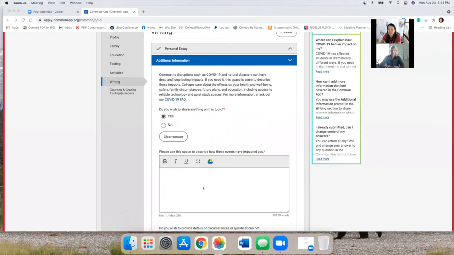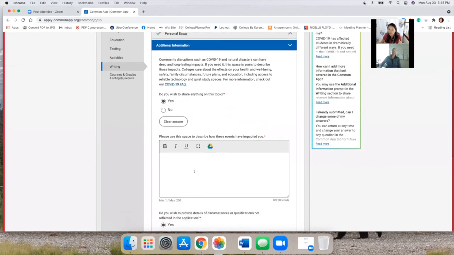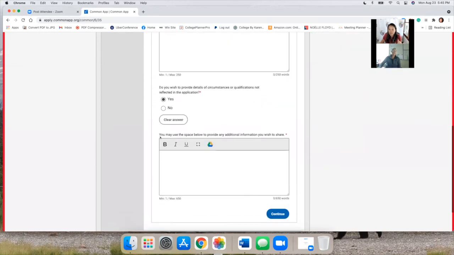There is an additional section here that says you can use this space to describe how the events of the pandemic have impacted you. So this is more specific to COVID, so those things that Kate talked about, if you had to take on a job, if you had more family responsibilities, that would go in here. And then here is this other, you may use the space below to provide additional info. So if you have other info that has really nothing to do with the pandemic, like freshman year, I was diagnosed with diabetes and that took a long time and we figured this out and that did affect my academic record, that is where you would put that.